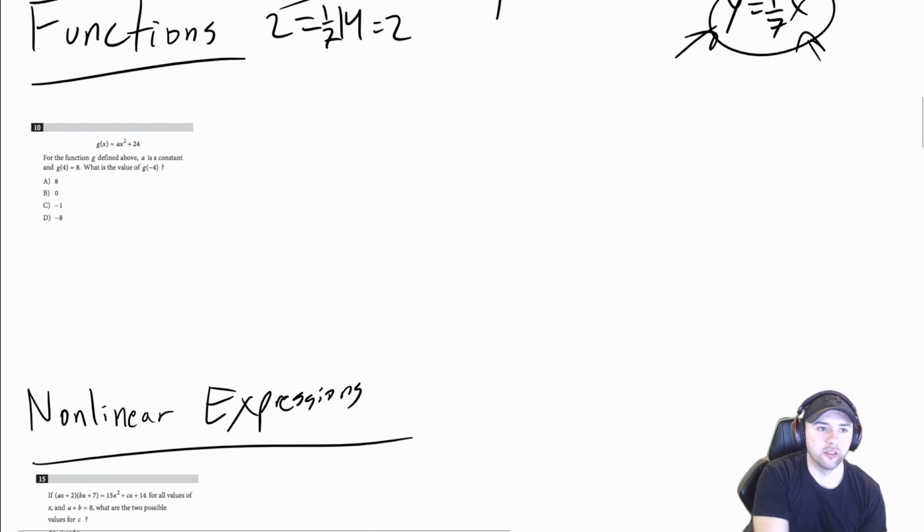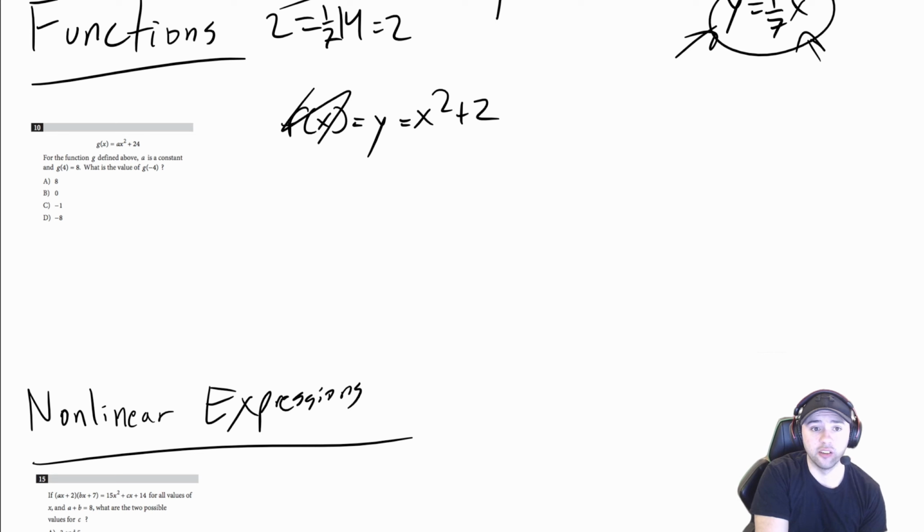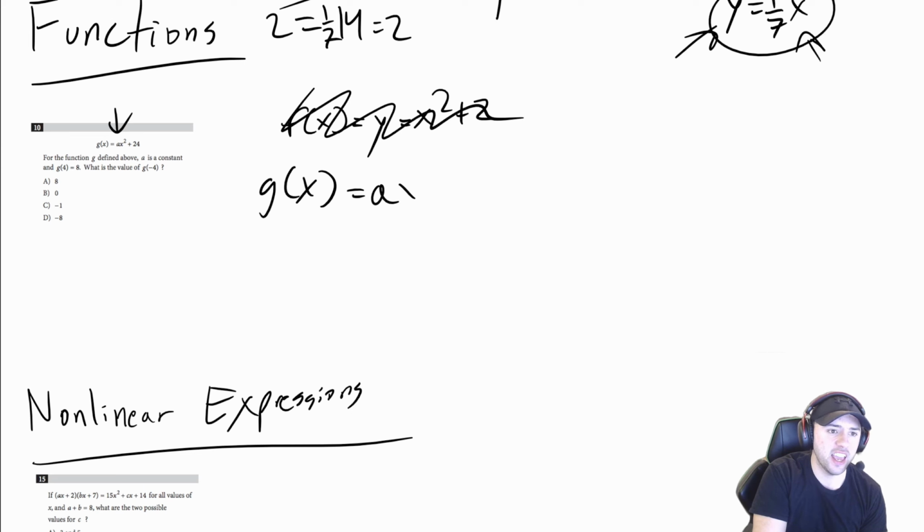Okay, the next topic here is functions, right? So normally we see this as like f of x is equal to y, and that's equal to like x squared plus 2 or something like that. Now in this problem, that's not what we have. We have g of x, and strangely, g of x is equal to ax squared plus 24, where a is some constant, meaning it's just a number, but we don't know what that number is, which is a little bit different than a variable, which could be any number, right? So a is a specific number, we just don't know what that value is.